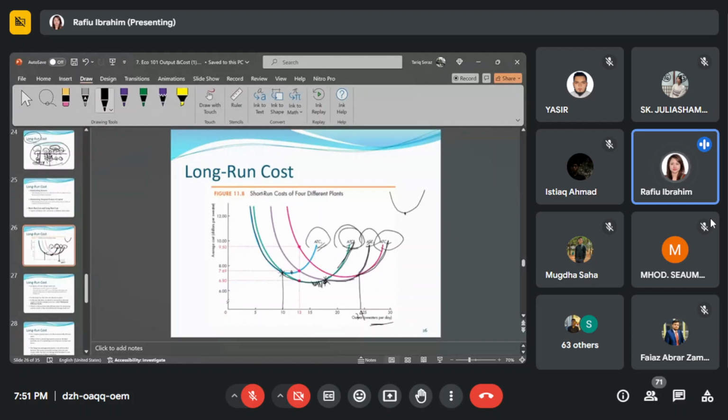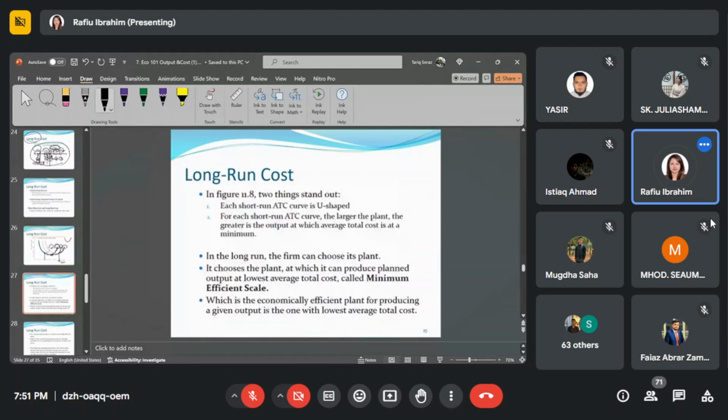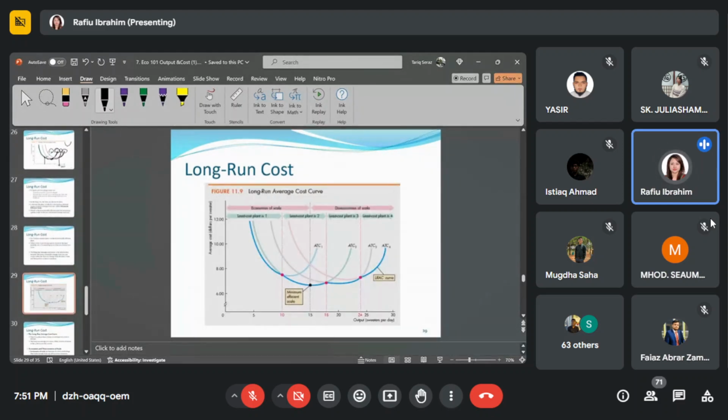এই যে প্রত্যেকটা curve এর minimum point আছে, এই minimum point গুলো add করলে that's going to give us the long run cost curve. এই particular graph এ long run cost curve টা হচ্ছে এই যে blue line. It chooses the minimum point of each of the short run cost curves.